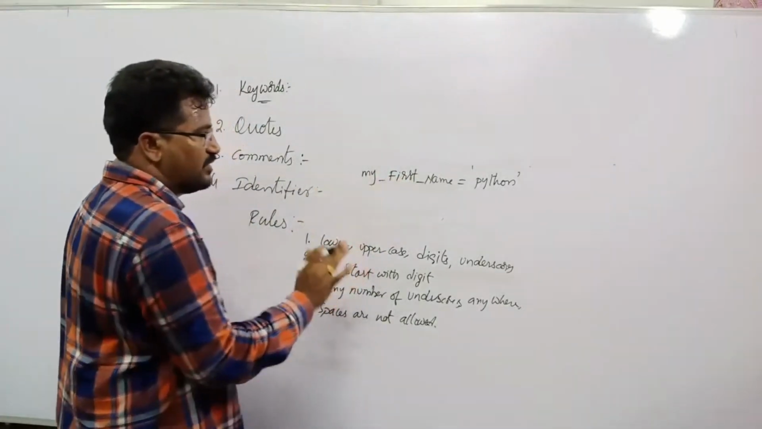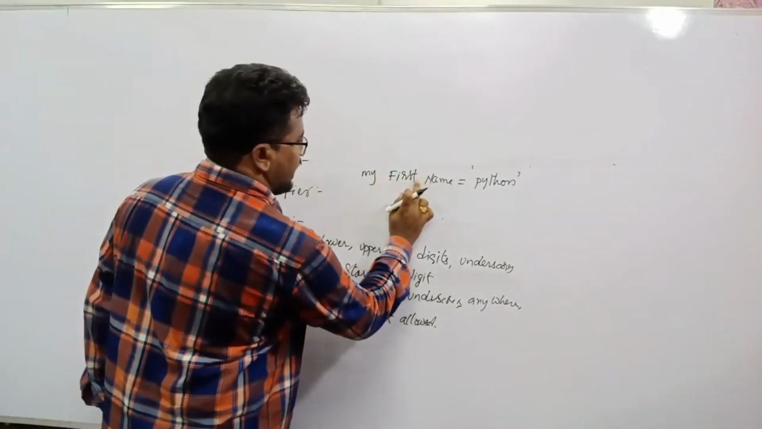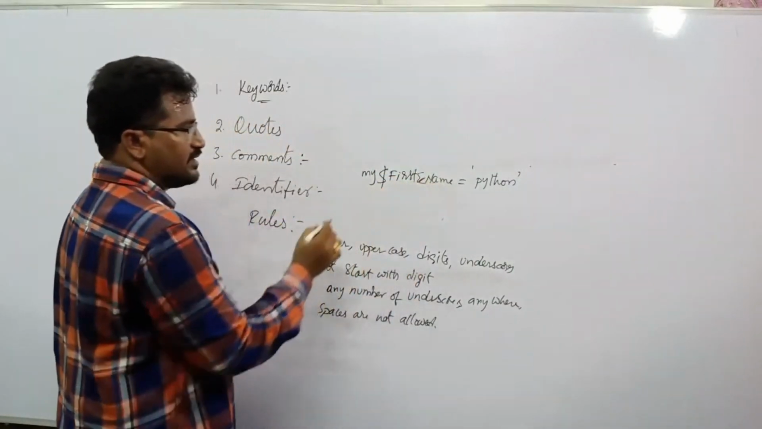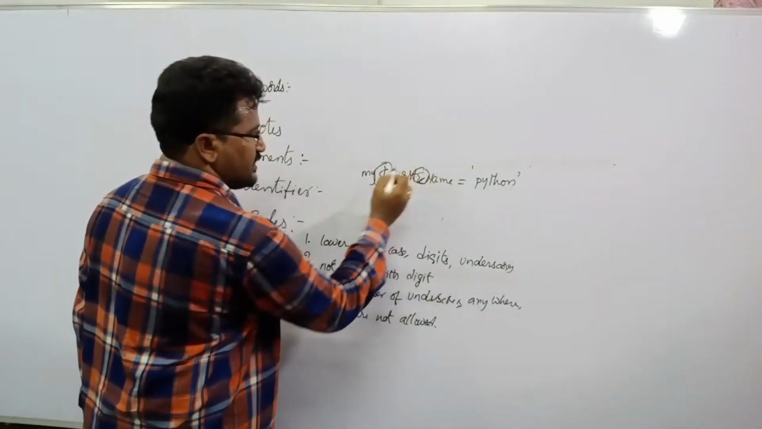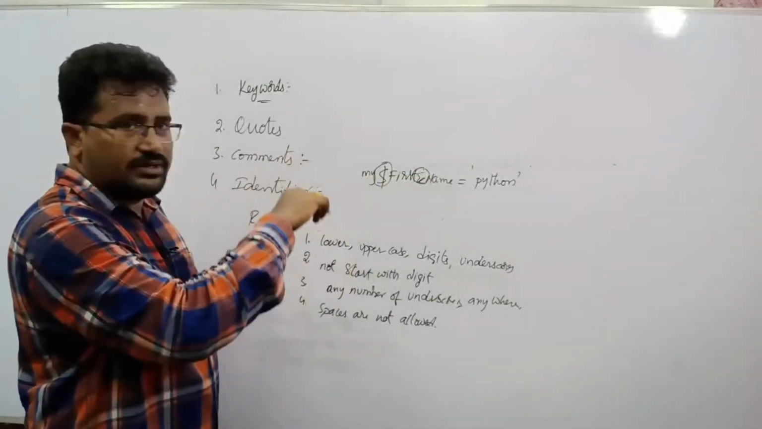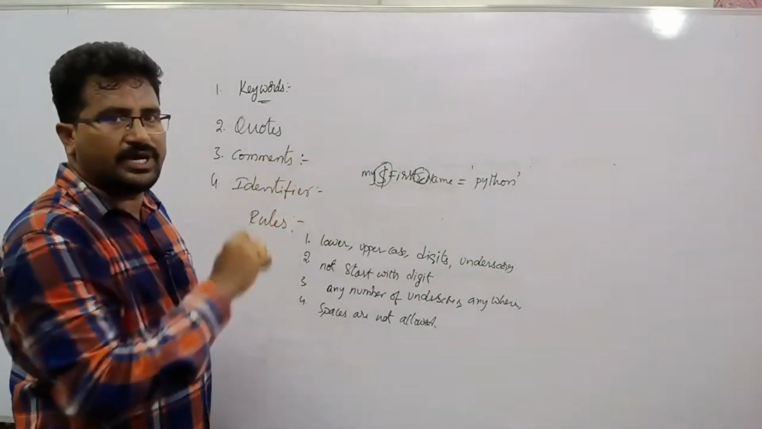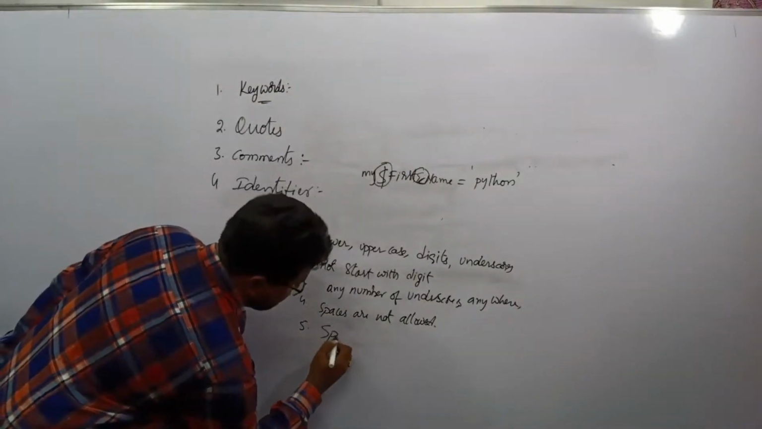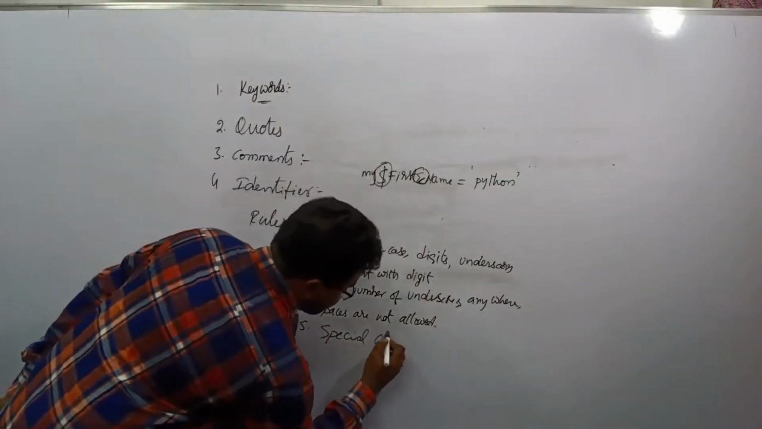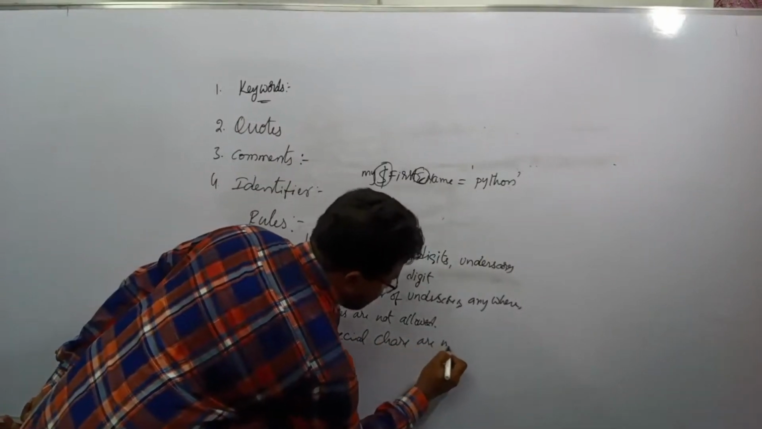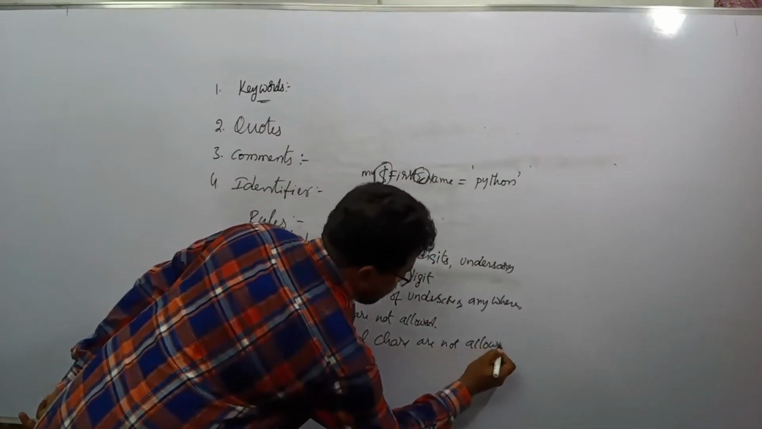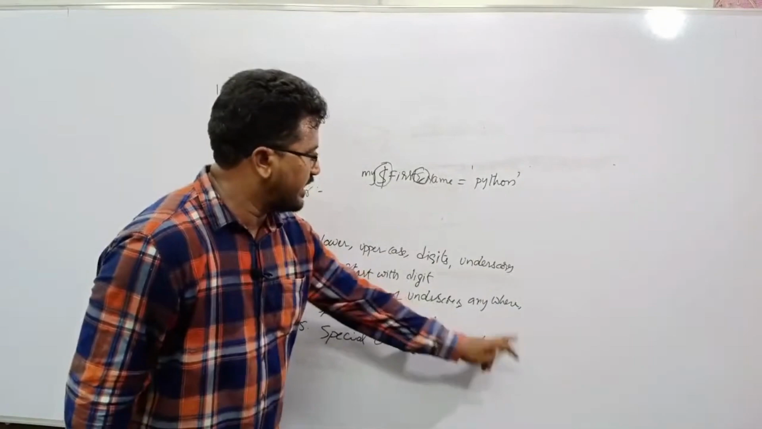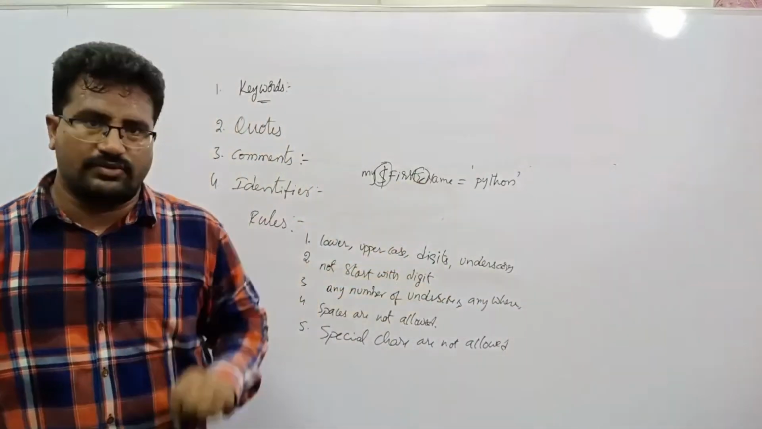Only underscores are possible. Remaining special characters, like which ones? Dollar symbol or ampersand, at the rate, opening bracket, star, plus, minus, they are not possible, right? So the fifth rule: special characters are not allowed except underscore. Remember, except underscore, the remaining special characters are not allowed.